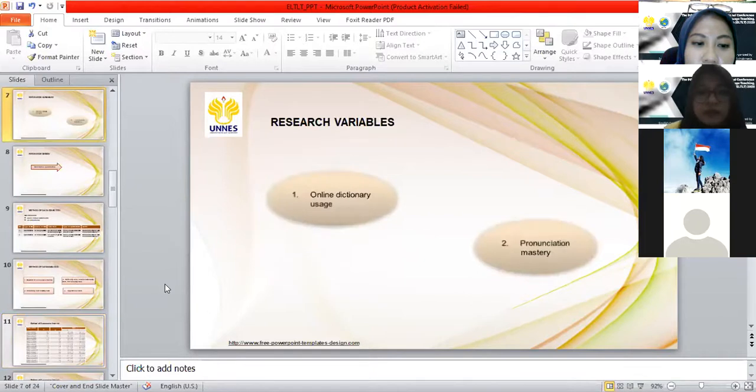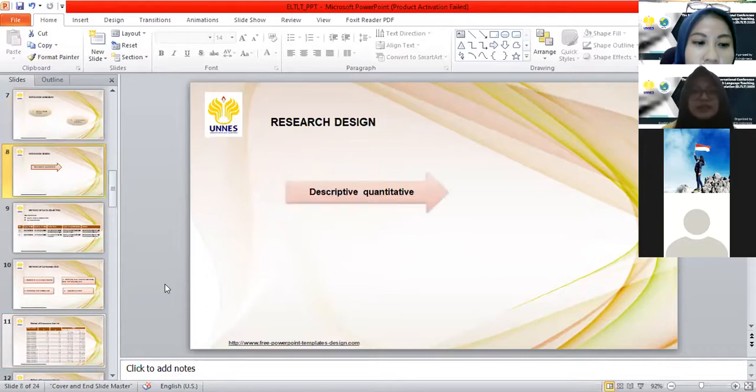And then for research variables, there are two variables here. The independent variable is online dictionary usage, and the dependent variable is pronunciation mastery. And for research design, in this research, the researcher used descriptive quantitative. So the researcher attempts to describe the problem and the phenomenon by explaining the result according to the real situation during the study.